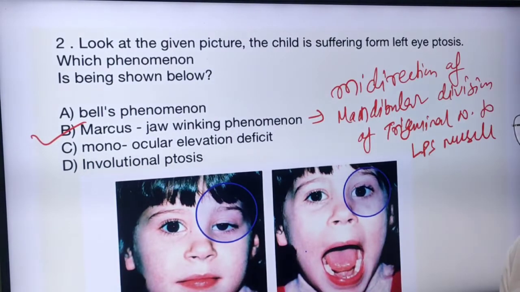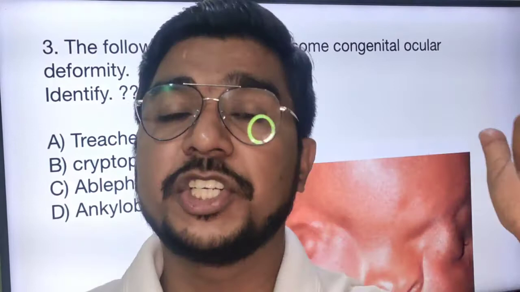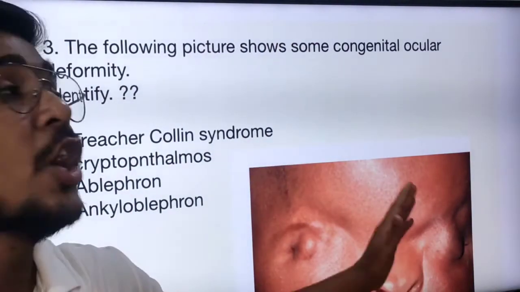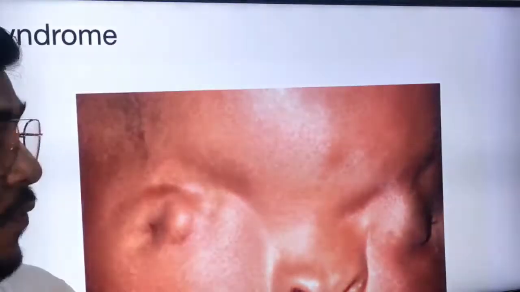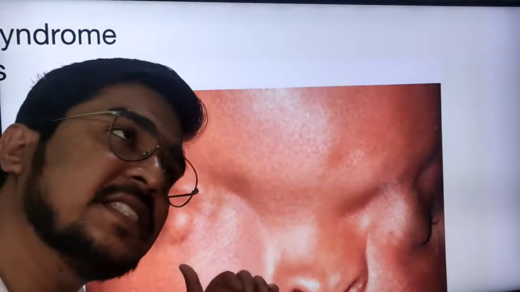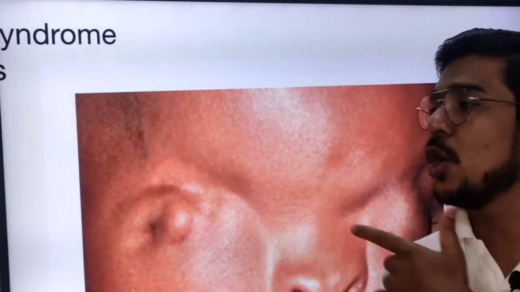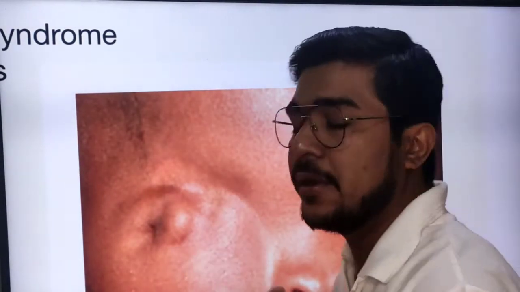Now this is about question number 2. Just look at the picture here. The question is saying, which of the following congenital ocular abnormalities is this? So can you see the cornea? No, you cannot see the cornea. Can you see the eyelid? No, you cannot see the eyelid.